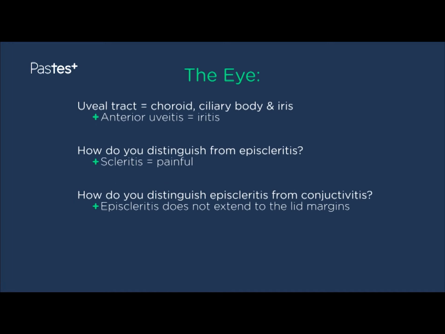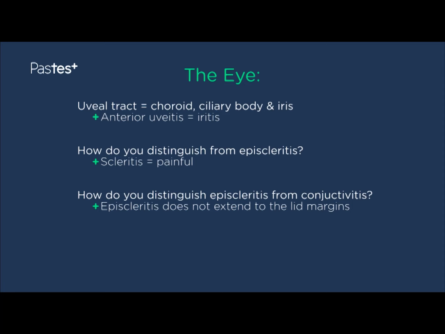So eye symptoms for the MRCP. Remember the eye, you can divide it up into different sections. The uveal tract, and by this we talk about the choroid, the ciliary body, and the iris most anteriorly. So for example, anterior uveitis is inflammation of the iris, so iritis. Those are interchangeable terms, sort of. You can also have intermediate uveitis or posterior uveitis.